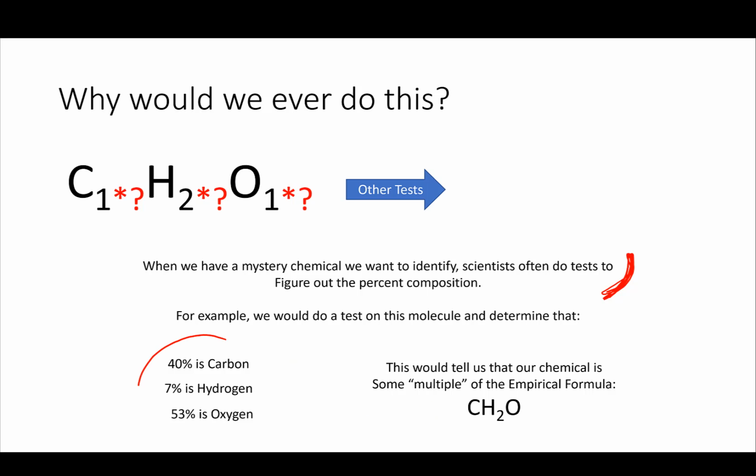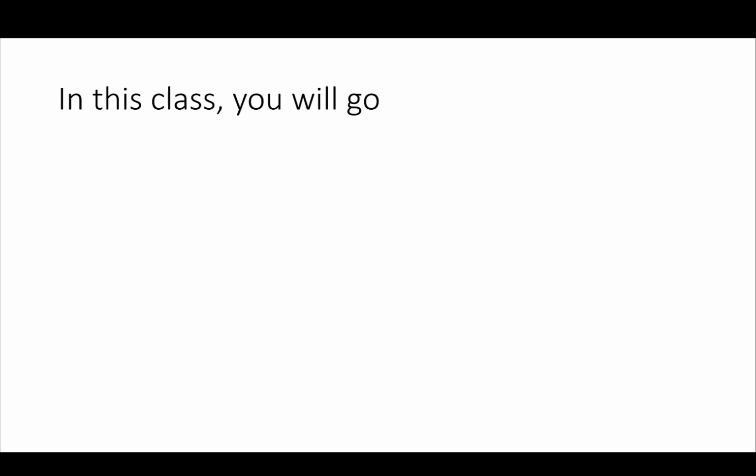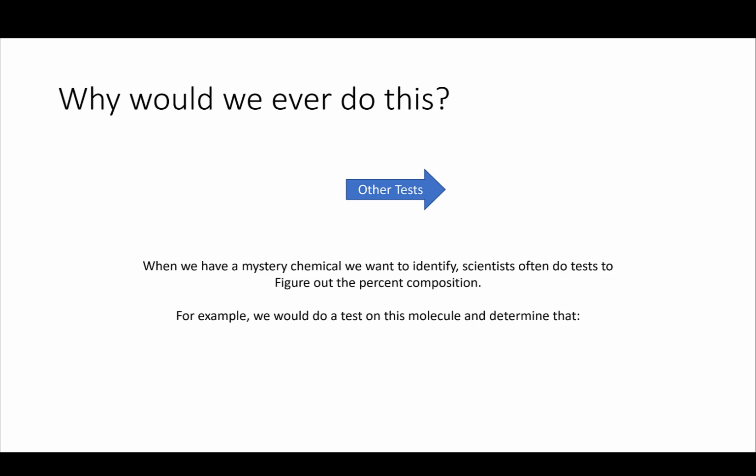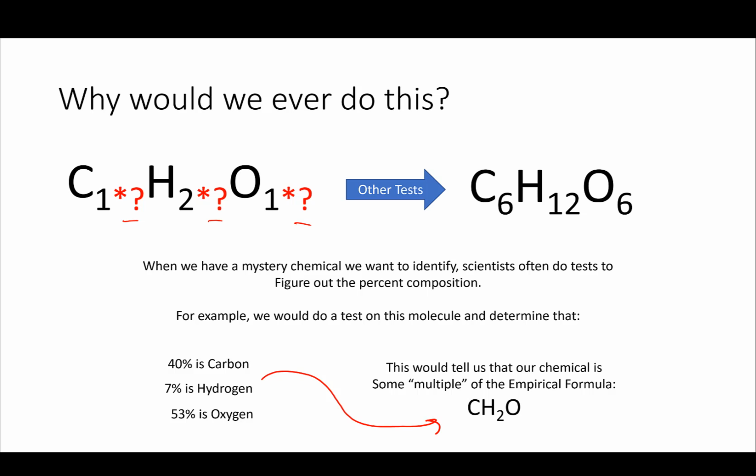So we get the ratios, we can figure out the empirical formula, and then we can do other tests to figure out the real molecular formula, by weighing it maybe. So in the real actual world, what we would do is figure out the percent composition, use that to figure out what the simplified formula is, and then do other tests to figure out if they were multiplied to become a bigger molecule, like that, to get the molecular formula.